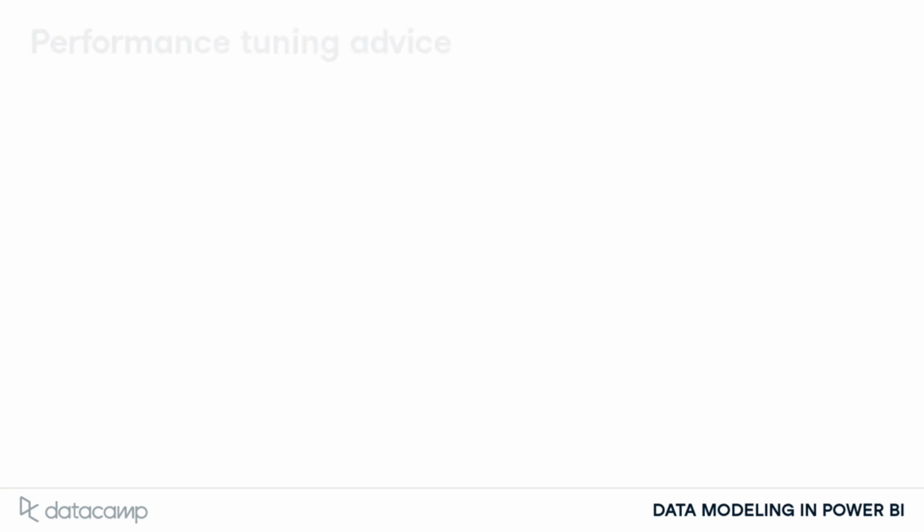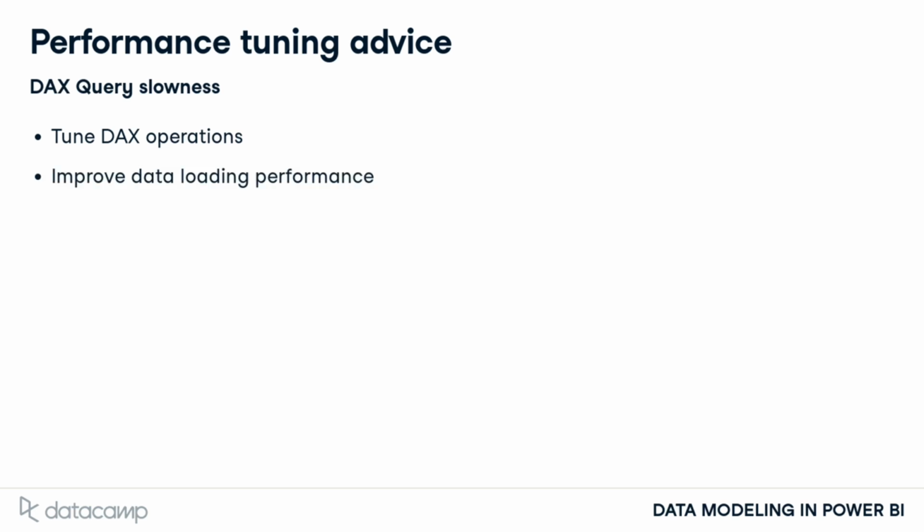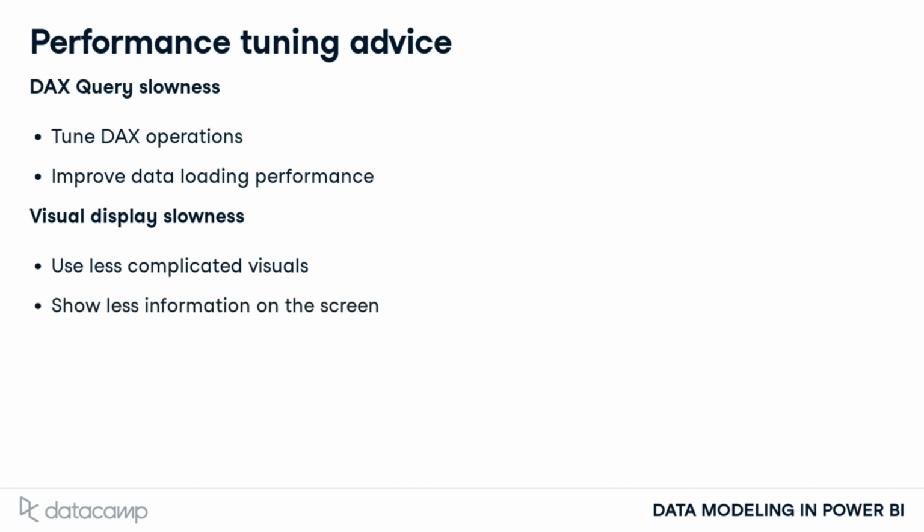There are a number of ways you can improve performance. If the DAX query takes a long time to complete, you could tune your DAX operations or improve your data loading performance. This might include improving your data model. If the big problem is in visual display, use less complicated visuals and show less information on the screen. Power BI needs to render each data point, so plotting tens of thousands of points may take a while.